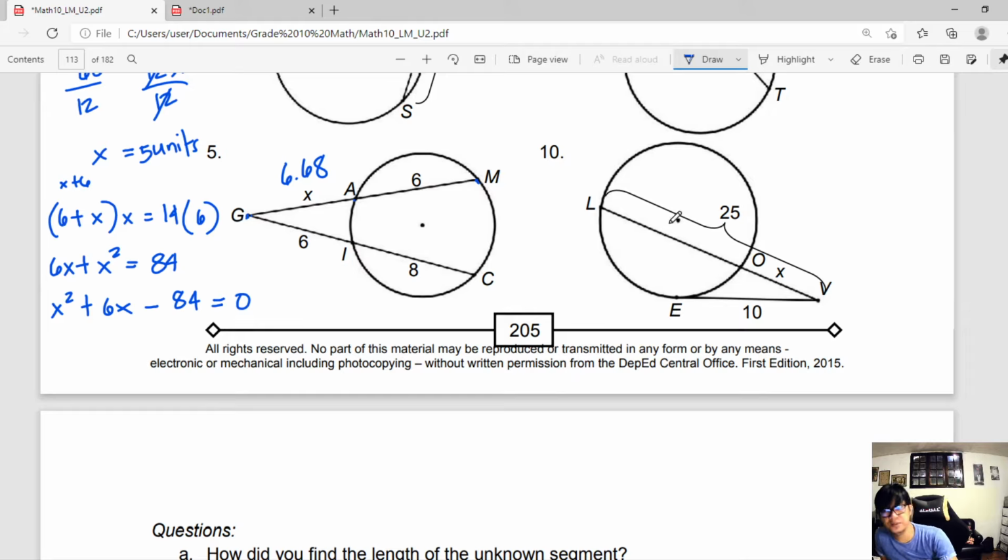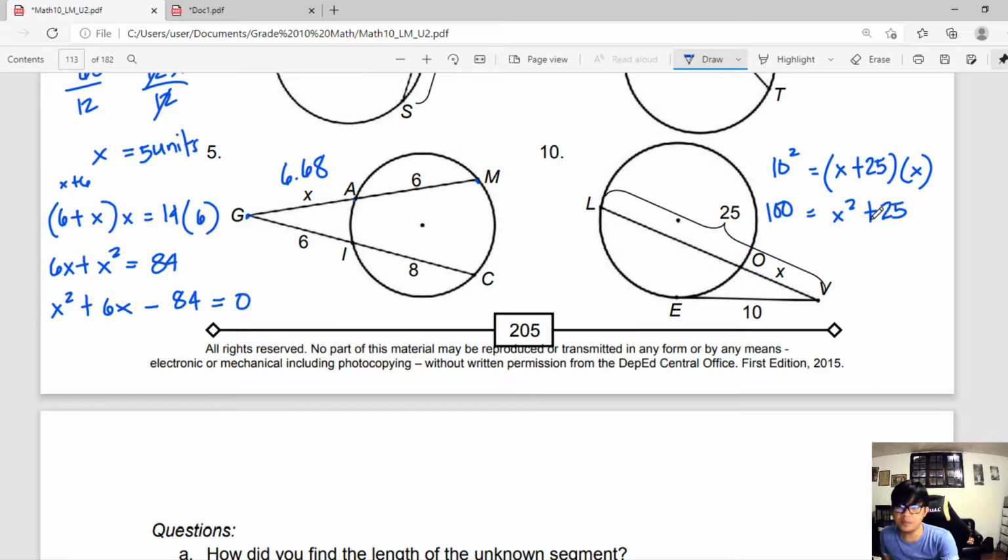No? Mapansin niyo. So, we have tangent ito. Square natin siya. So, that is 10 squared is equal to, ang measure nito, yung mahaba, it's x plus 25 or 25 plus x, pareho lang din yan, times yung external secant segment, which is x. Then we will simplify. This is 100. This 100 is equal to x times x is x squared. X times 25 is 25x.